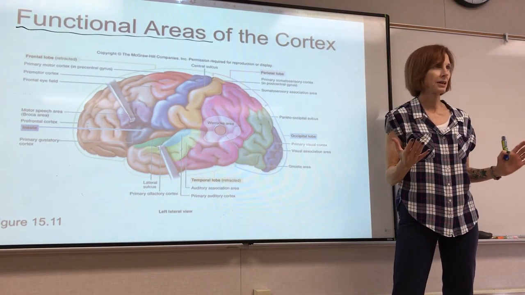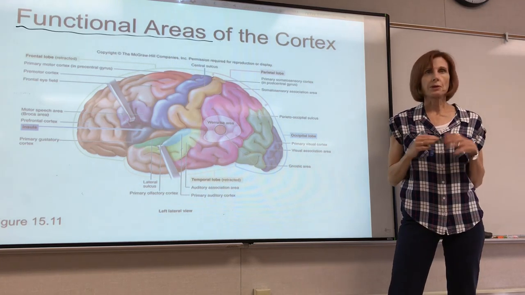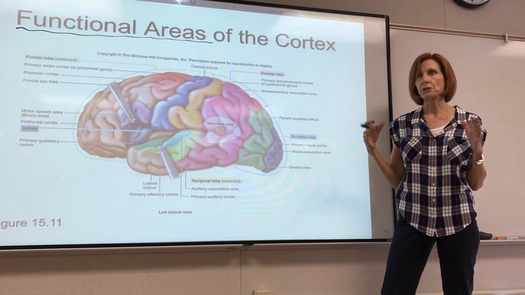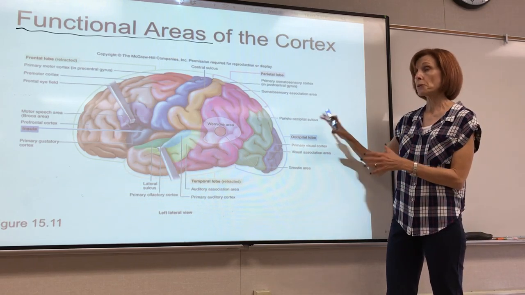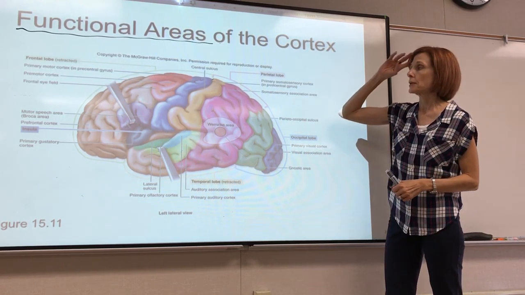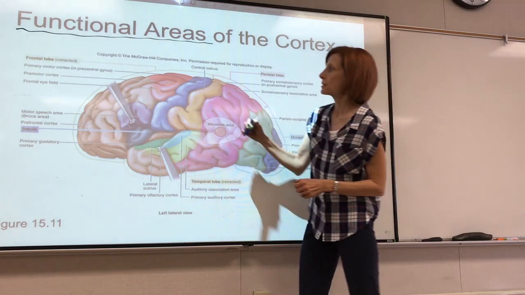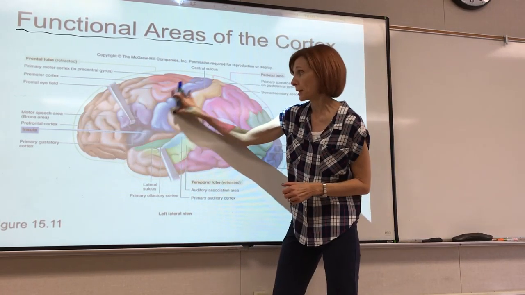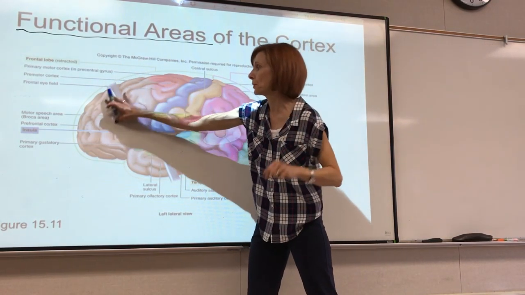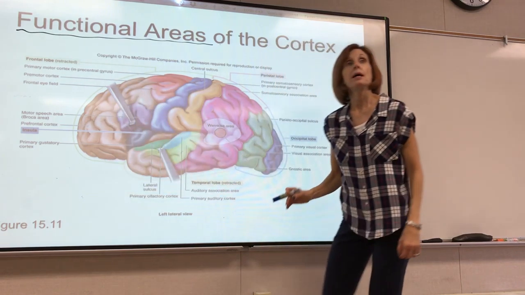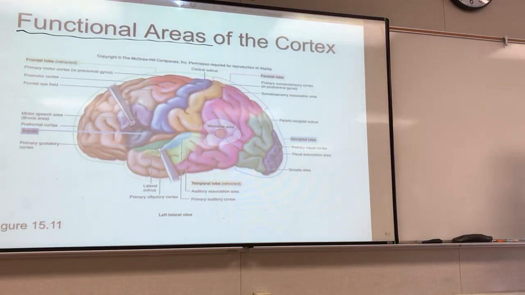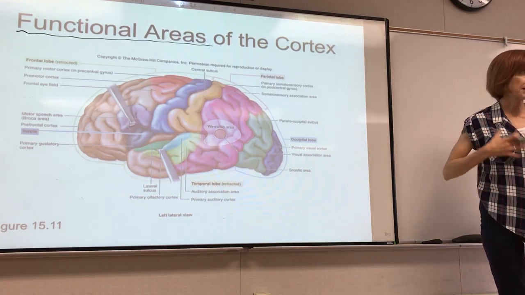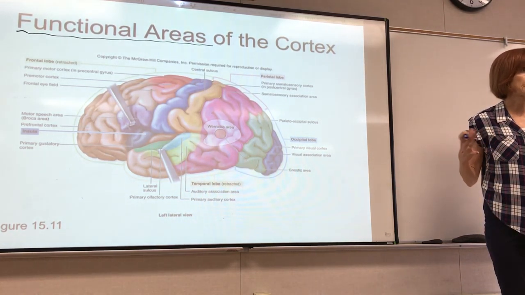Of course, they are not all understood yet. We're always trying to research and figure out more about different parts of the brain. But we do know the functions of some of these. So let's talk about some of them. Okay, so first of all, we're going to talk about a couple areas, actually three areas, in the frontal lobe. The frontal lobe has a lot of functions, but one of the things that happens in the frontal lobe is control of skeletal muscle. Okay, so voluntary movement.